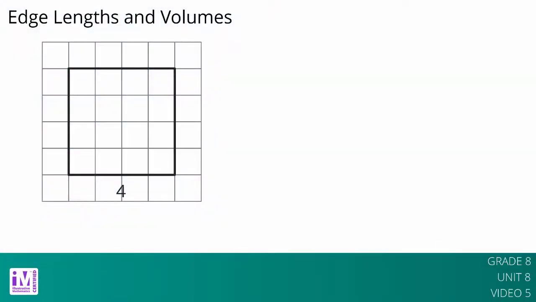We learned earlier that the side length of the square is the square root of its area. In this diagram, the square has an area of 16 square units and a side length of 4 units. These equations are both true: 4 squared equals 16, and the square root of 16 equals 4.